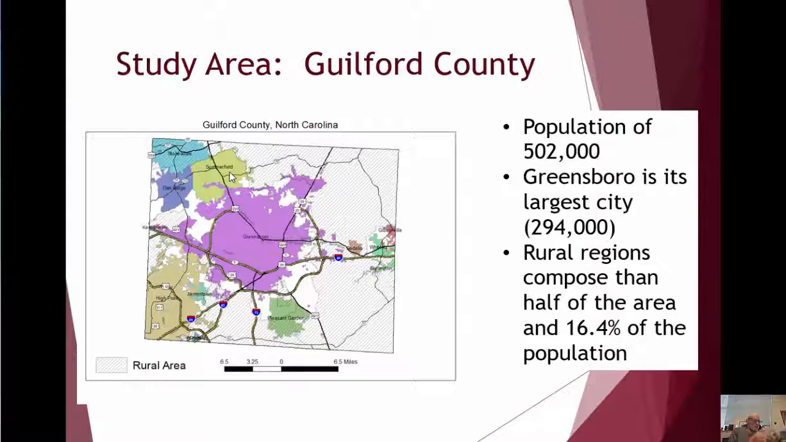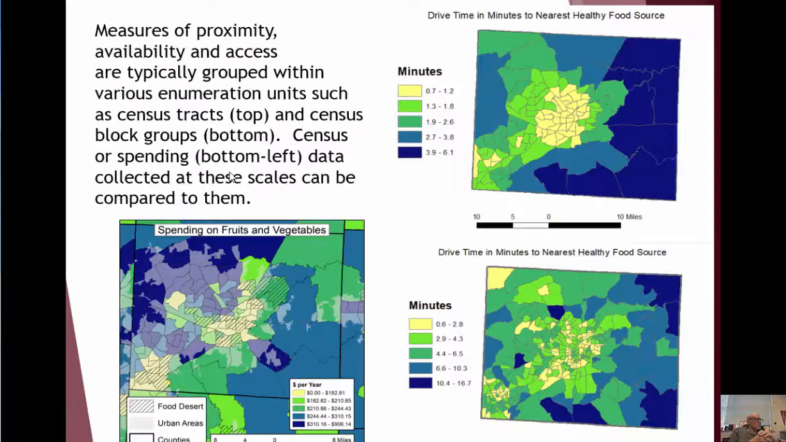We have rural regions that compose about half the area, but only about a sixth of the population. One of the things we can do is there are different measures of proximity, availability, and access that are grouped within various enumeration units, such as census tracts and block groups, which are smaller, and then we can look at spending patterns here. So in Guilford County in the bottom left, we can look at spending patterns on fruits and vegetables.